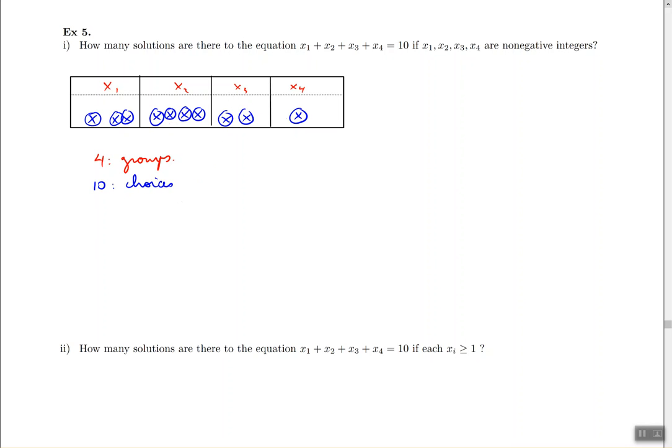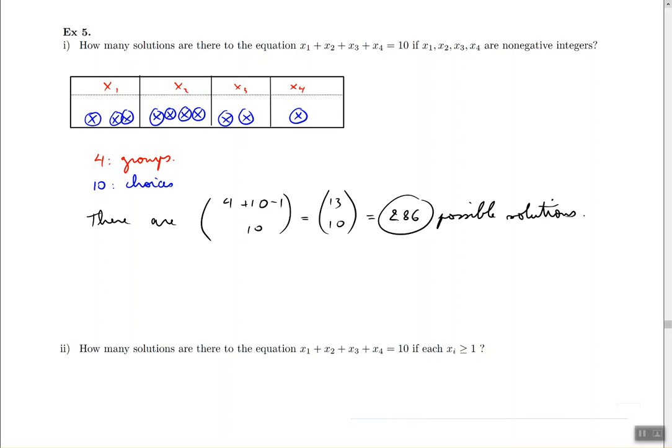So how many solutions are there? There are basically 4 plus 10 minus 1, choose 10 possible solutions. Let's see, this is going to be 13 choose 10, which is 286 possible solutions. These are solutions where the numbers can be 0 or they can be positive. Okay, so is that making sense or not?